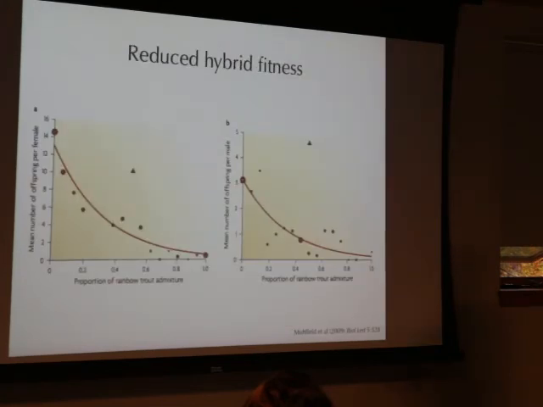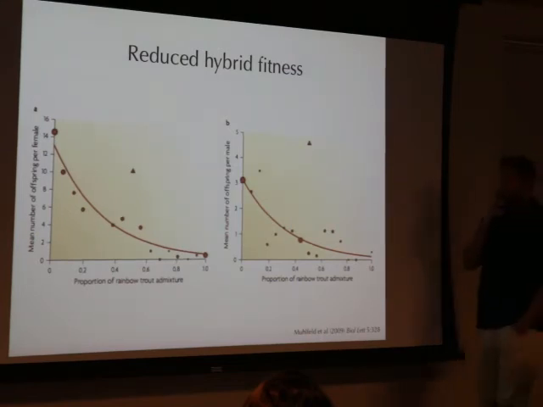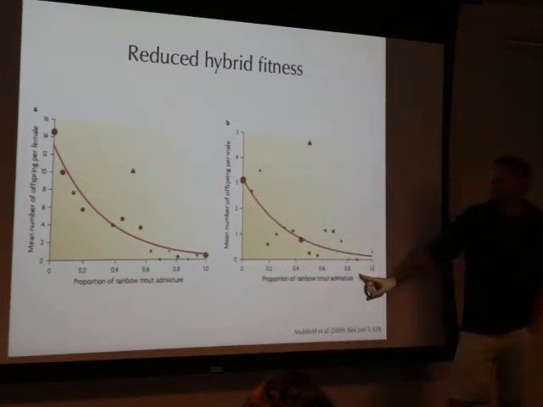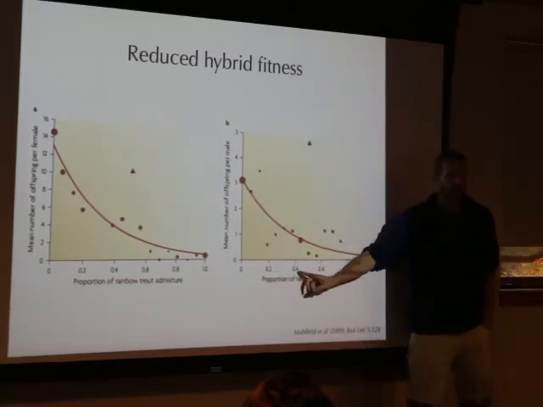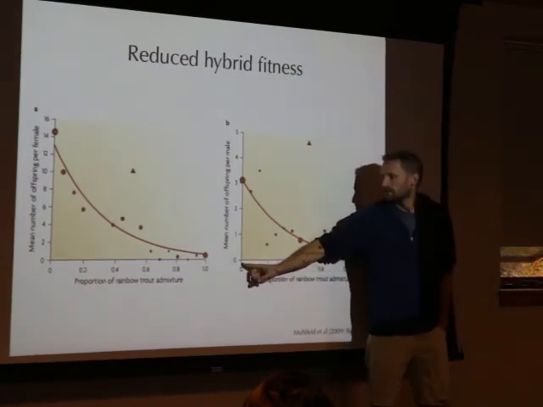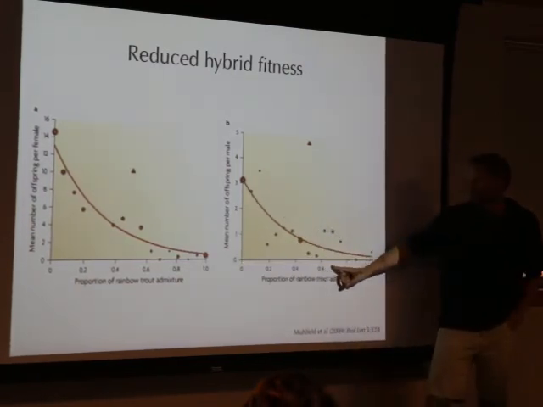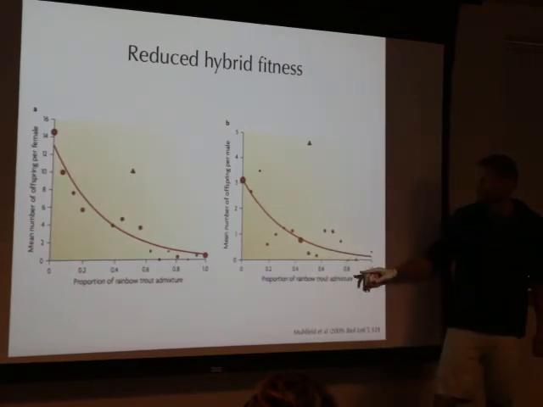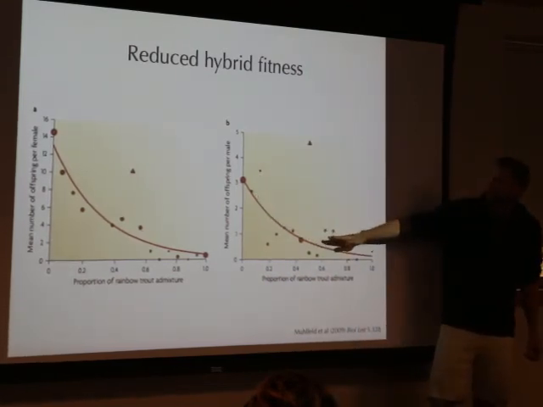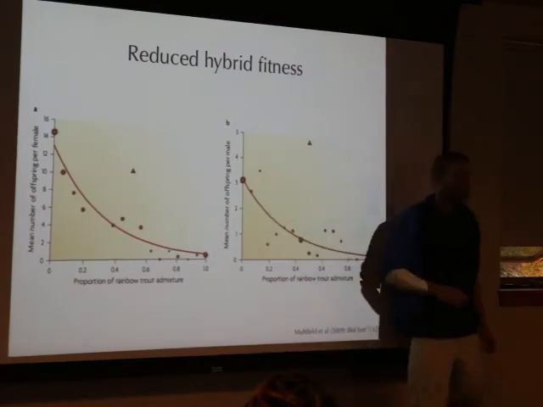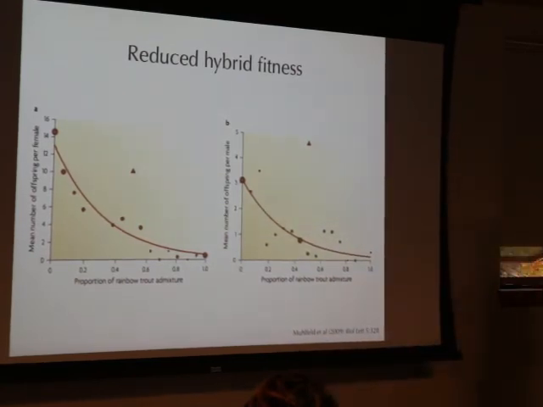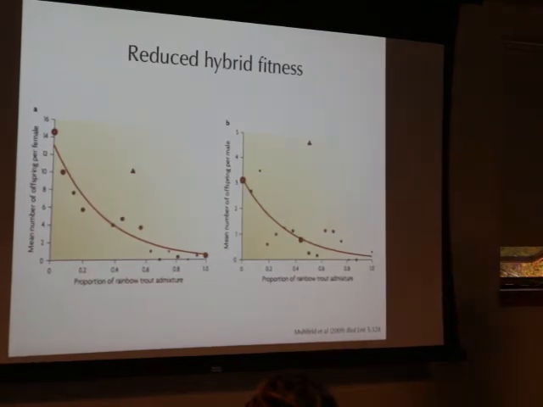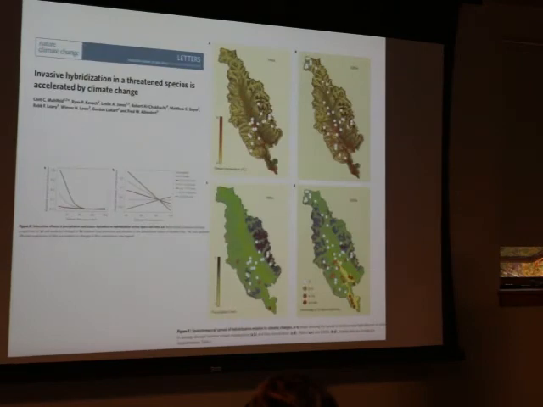So here's right back to your question. Here are direct measurements of fitness, showing that hybrids are actually less fit. The x-axis here is the proportion of rainbow trout admixture. So the pure westslope cutthroat trout are over here. The more rainbow trout alleles you have, the lower your reproductive output. This is males and females. So as a general rule, it seems like hybrids are less fit based on this sort of data. But that's not the whole story.